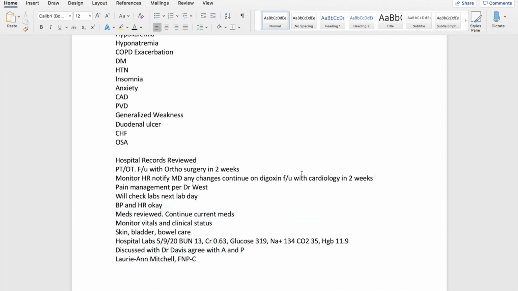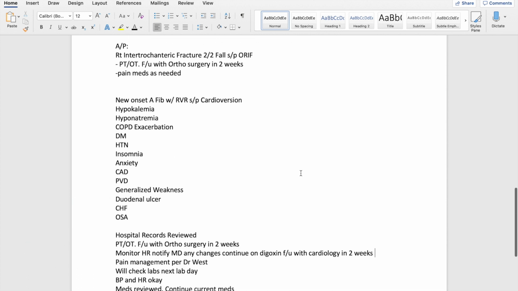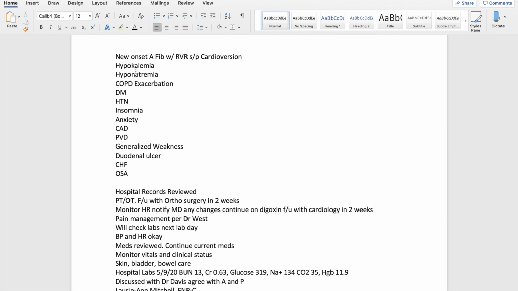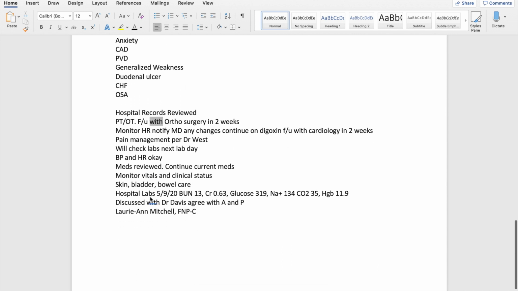So this is pretty much how you make your note flow and be as concise as possible. And then I also go on to say pain management is going to be per Dr. West, or whoever the pain management doctor is in the facility that you work for. I also put we'll check her labs next lab day. She was hypokalemic and hyponatremic in the hospital. I am saying we're going to recheck these labs because these things were already resolved when she was in the hospital, but we are going to continue to check her labs and monitor those things. We're going to be monitoring her overall status, her vital signs, her clinical status. We're going to monitor her bladder, skin.